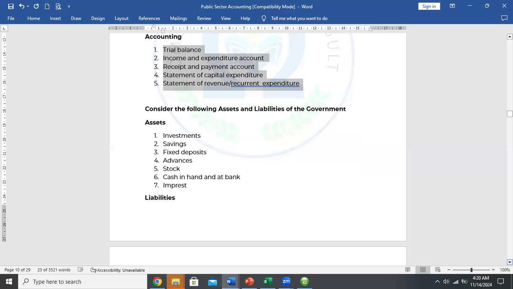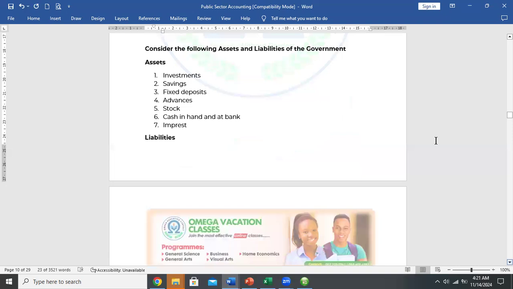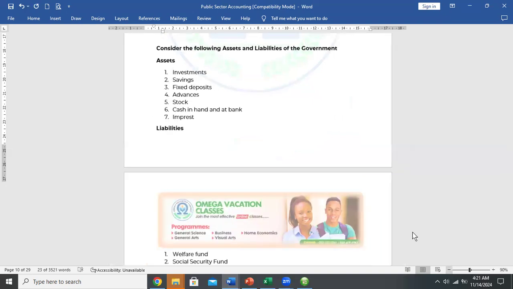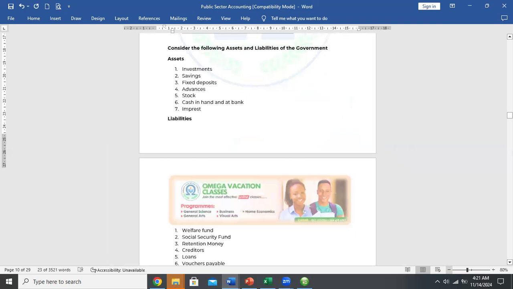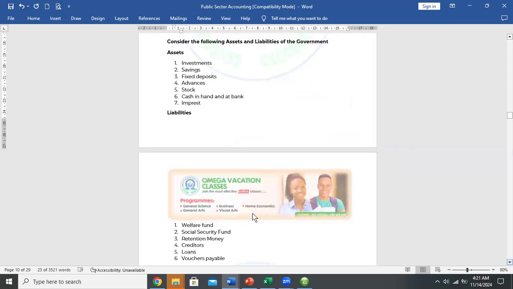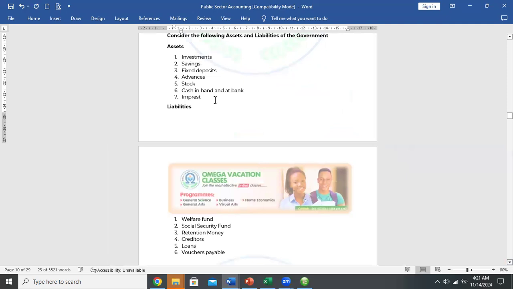Now I would want you to look at some of the assets and liabilities of the government, and I implore you to pay attention to this one. Okay, I think I'll give you a minute or two to quickly look at some of the assets of the government. I know you know what assets are, and you know the plant and machinery, etc. But pay attention to this as well as the liabilities.